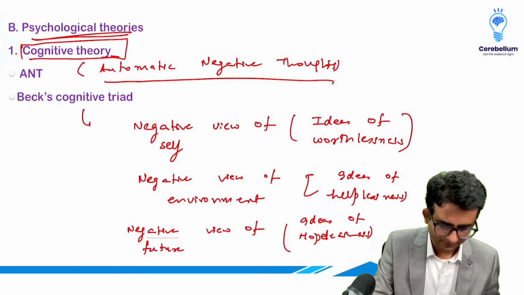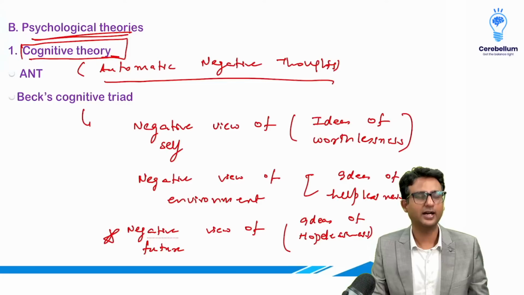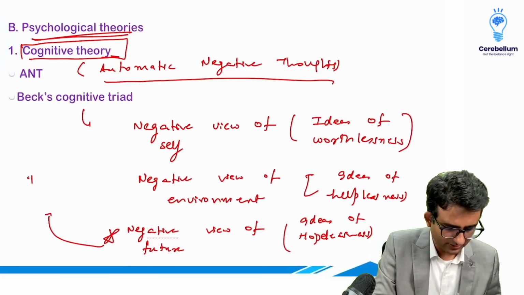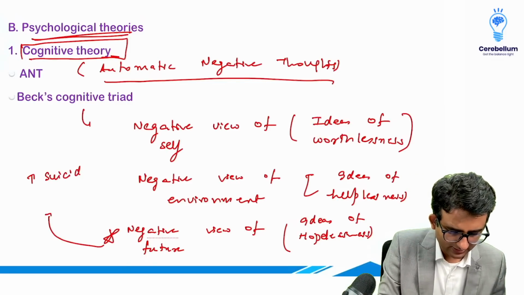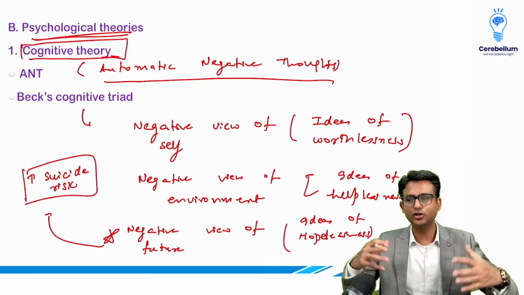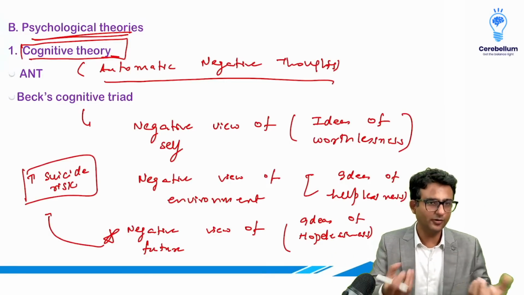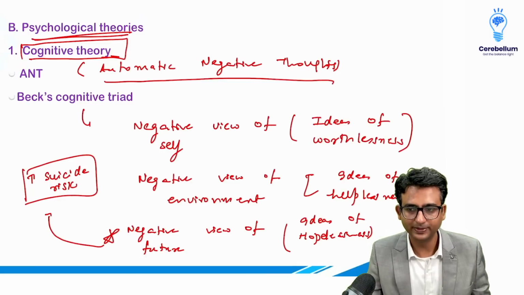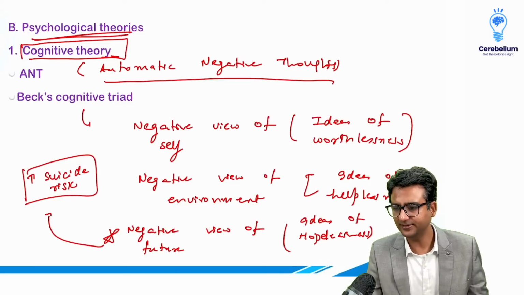Out of these three, the most dangerous is ideas of hopelessness, because it increases the suicide risk. If somebody loses hope that nothing is going to improve in my life, then the chances of attempting suicide go up. Okay? Getting everything?